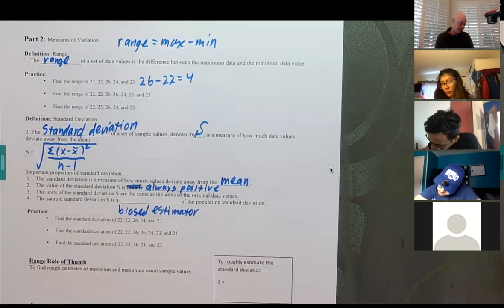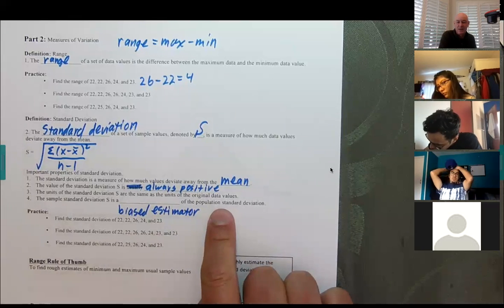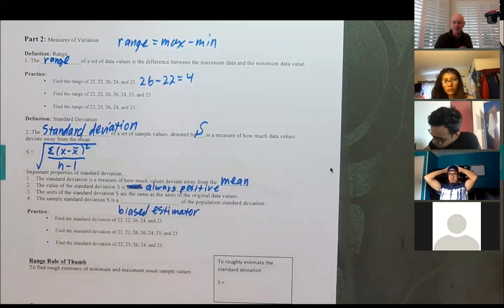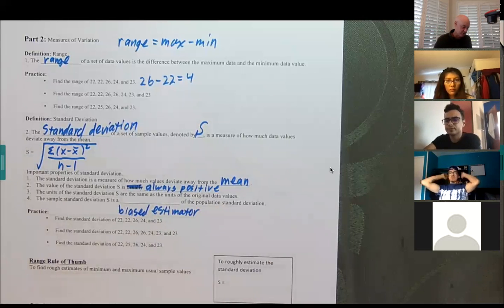Of the population standard deviation, meaning it's not going to be the same as the population standard deviation. It's biased to whatever data set I found and was using that to project into the population.